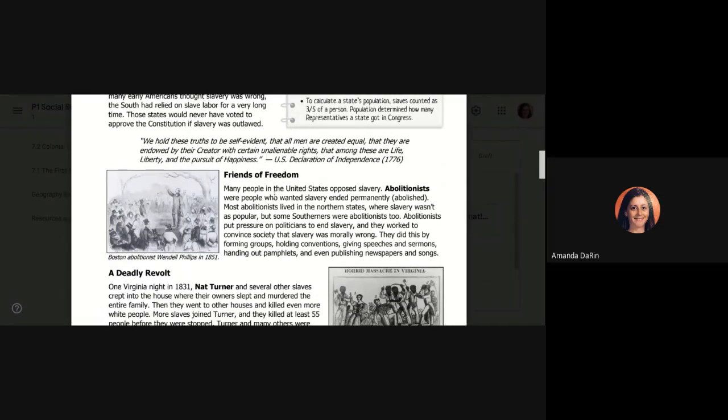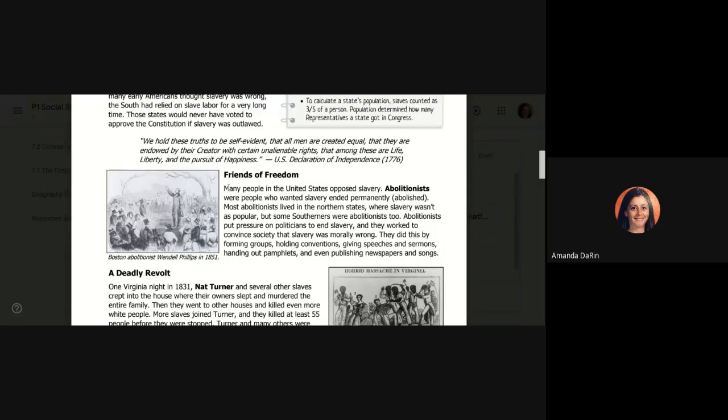A couple more sections here. Friends of Freedom. So now we're going to see the abolition movement begin, where many more people are seeing the absolute evils in slavery and how it is just so inhumane. And we're going to see a big shift in the thinking of the United States, and obviously a huge cause leading to the Civil War. So here we go. Friends of Freedom.